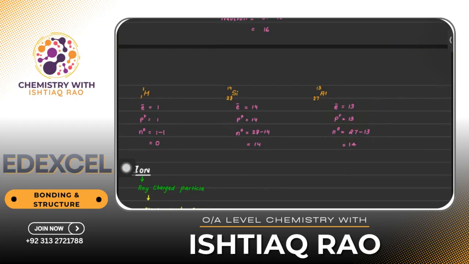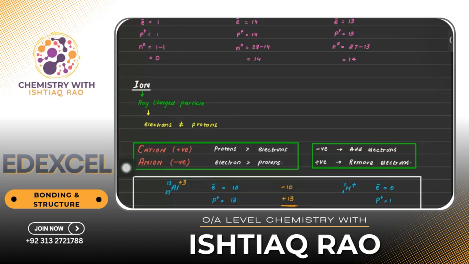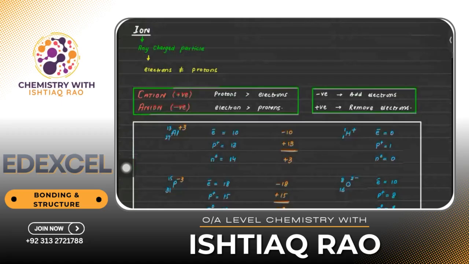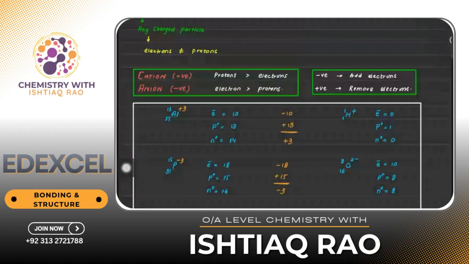Okay. So what if I have an ion? Ion means any charged particle, whether you have a positive charge or a negative charge. If you have a positive charge, it's known as cation, and if you have a negative charge, it is known as anion. Cation is positive, anion is negative. So when an element loses electrons, it forms a cation, and when it gains electrons, it forms an anion.